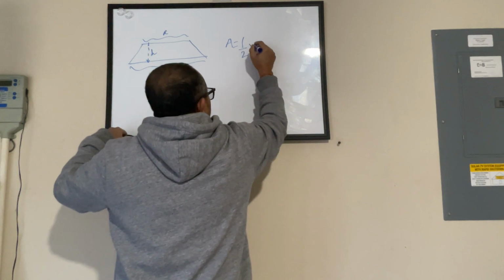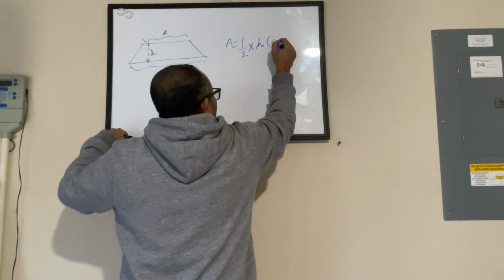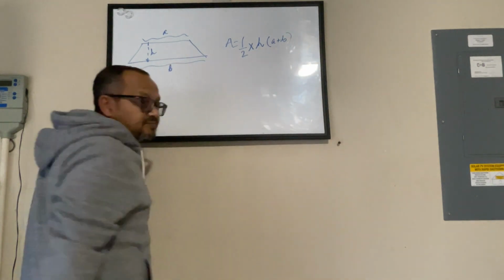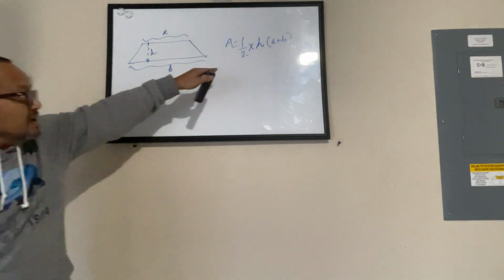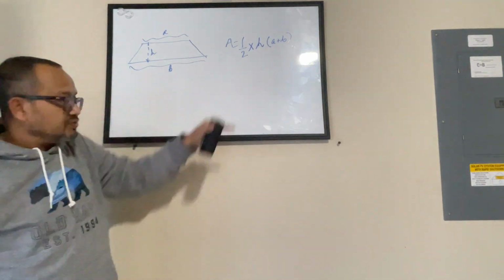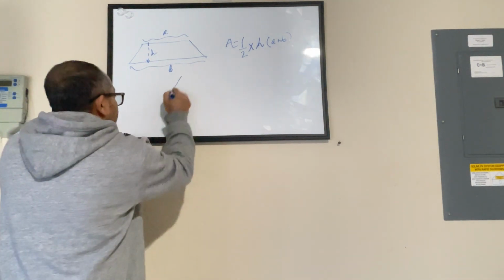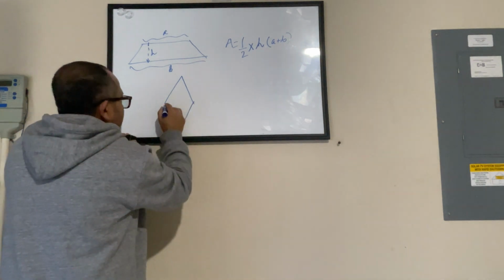Half into base 1 plus base 2, times the height. So basically, the length of the two parallel lines multiplied by the height, or the distance between them, and divided by 2. We looked at another shape for which we derived the formula for the area.